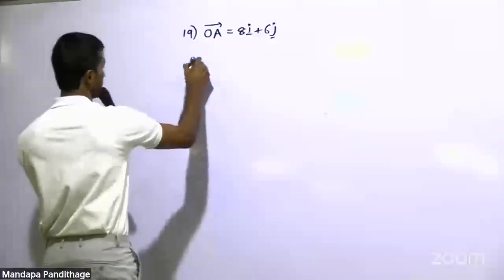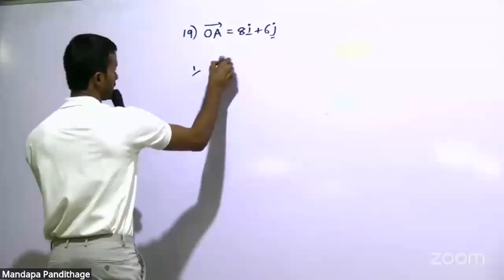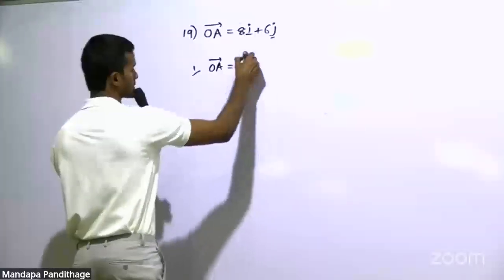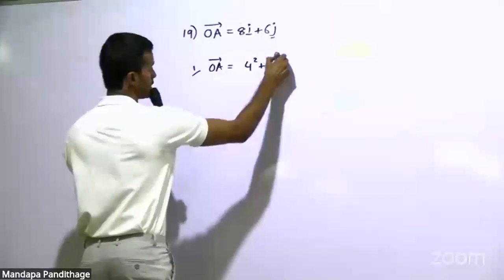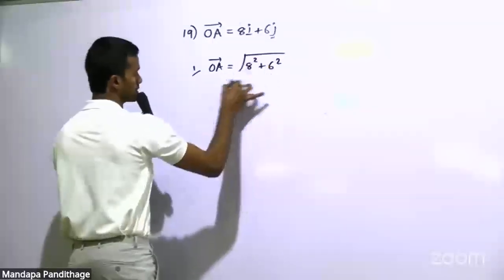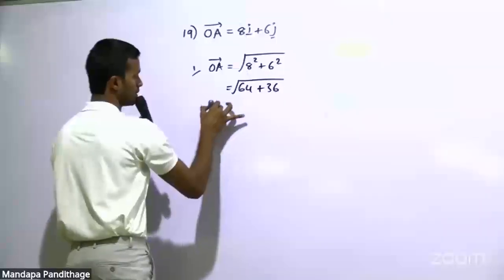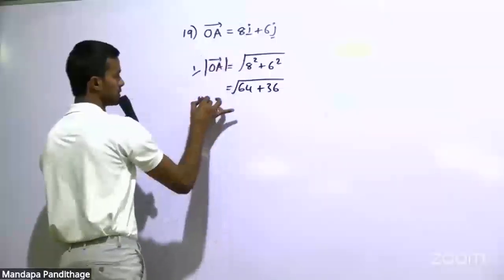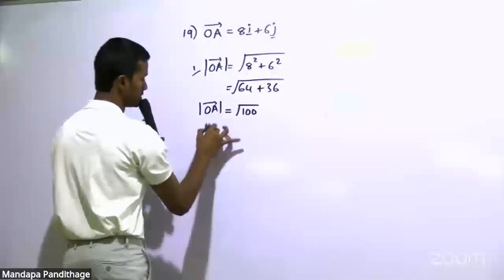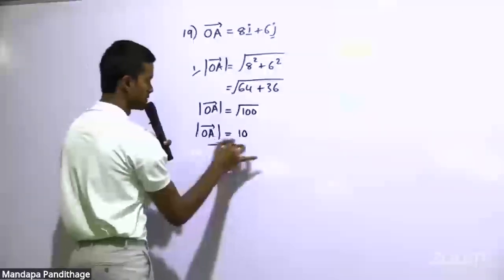The first one is find the magnitude. Okay, what is the magnitude? We know the magnitude is the square root of the square of the coefficient of i plus the square of the coefficient of j, which gives you the square root of 64 plus 36, the modulus. This is equal to the square root of 100, which means 10.